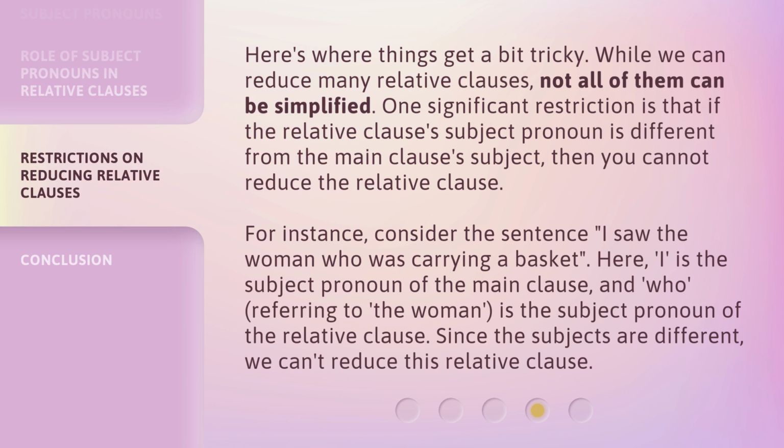For instance, consider the sentence, "I saw the woman who was carrying a basket." Here, I is the subject pronoun of the main clause, and who, referring to the woman, is the subject pronoun of the relative clause. Since the subjects are different, we can't reduce this relative clause.